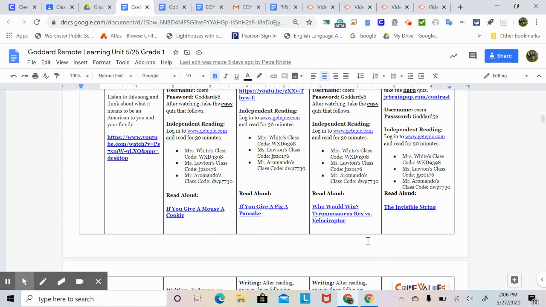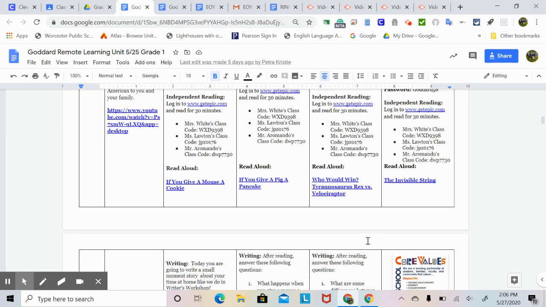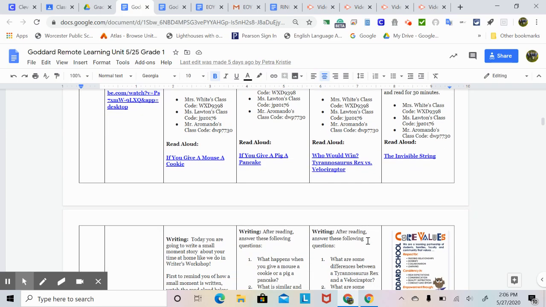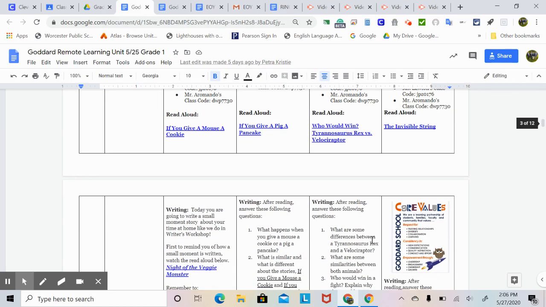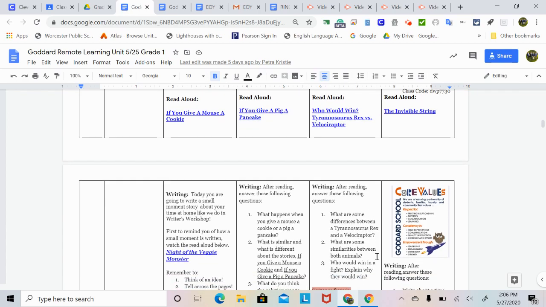Your read aloud today is Who Would Win? Tyrannosaurus Rex versus Velociraptor. Be curious to see who won that fight. Writing. After reading, answer these questions. 1. What are some of the differences between a Tyrannosaurus rex and a velociraptor? 2. What are some similarities between both animals? 3. Who would win in a fight? Explain why they would win.